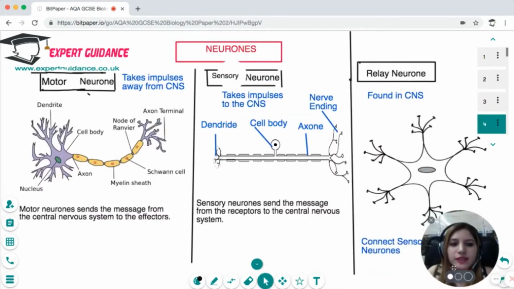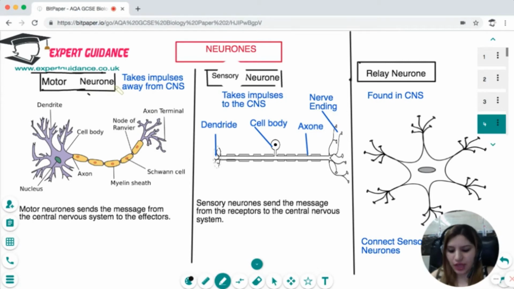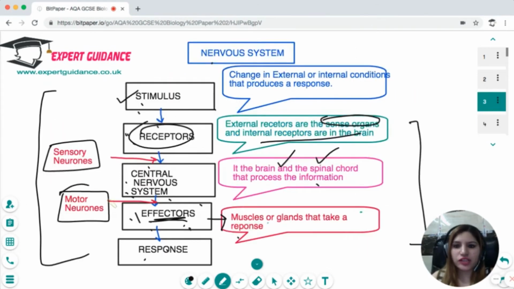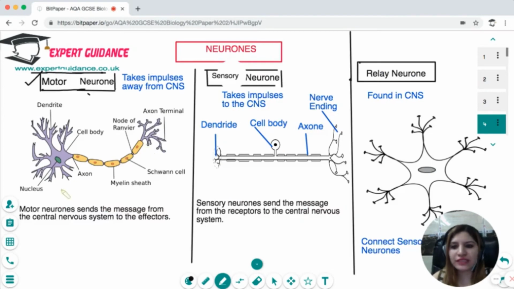Now let us look at the three types of neurons that we find in the nervous system. The first type is the motor neuron, which takes the impulses away from the CNS. So motor neurons send the message from the central nervous system to the effectors. If you see this, it has a long dendrite. If you remember, we did this in cell biology. It's a special cell. It has a long dendrite that receives impulses and transmits them through the long axon. And then at the end, there's a nerve ending.